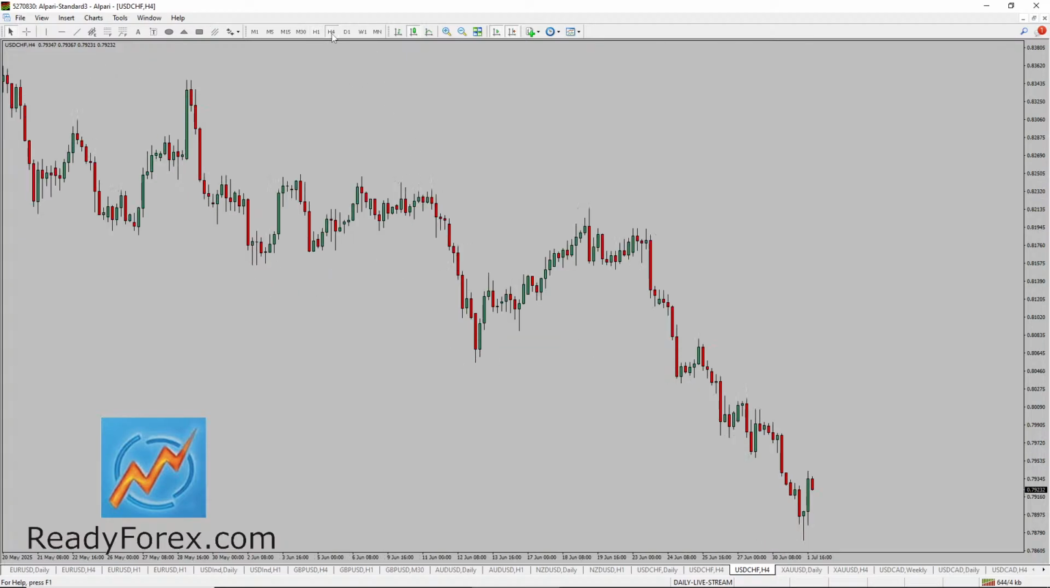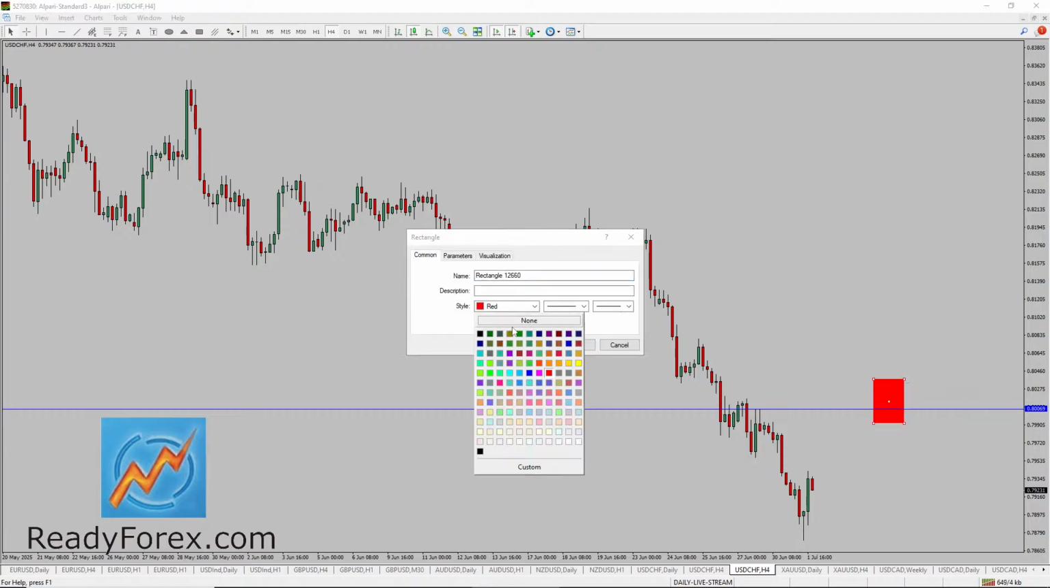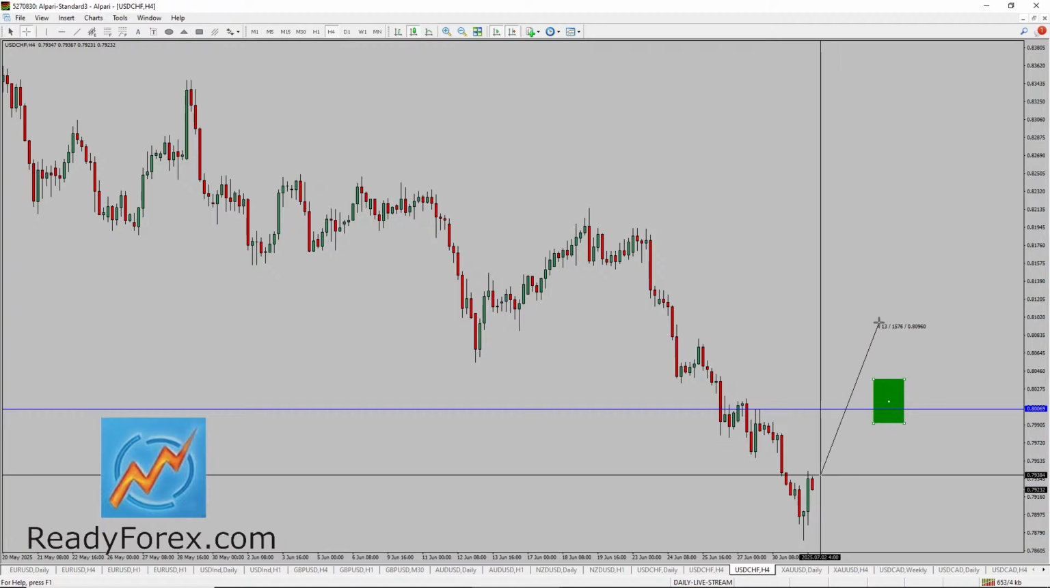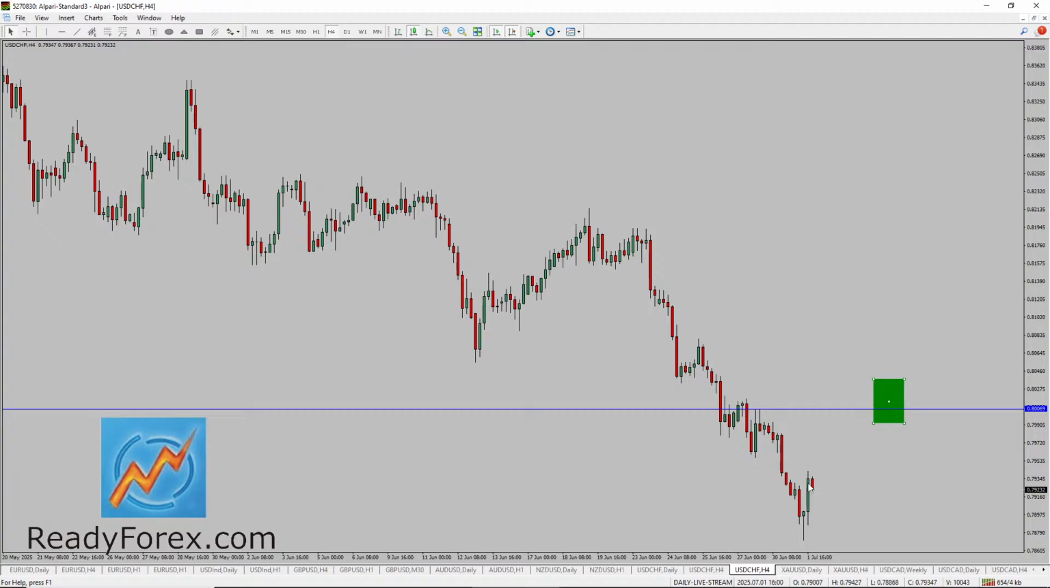Now I'm going to define a level. So this is the level right over here. If we do get a bullish candlestick above 0.8006 level, get a green color candlestick over here, something like that happen, then the chances are we might get further upside in US dollar Swiss franc. Otherwise, it's still a downtrend and I expect further weakness in price action of US dollar Swiss franc currency pair.